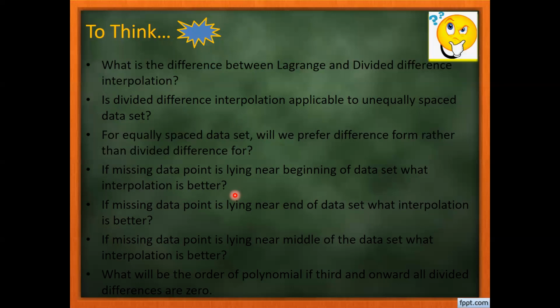What will be the order of the polynomial if the third and onward divided differences are all 0? We know that if the third divided differences are 0, this means that the A3 onward coefficients are all 0. So the order of the polynomial should be 2. Maybe you got my point. If you skip that, try to plot a table and see, if all the values in the third divided difference are 0, what will be the order of the polynomial?